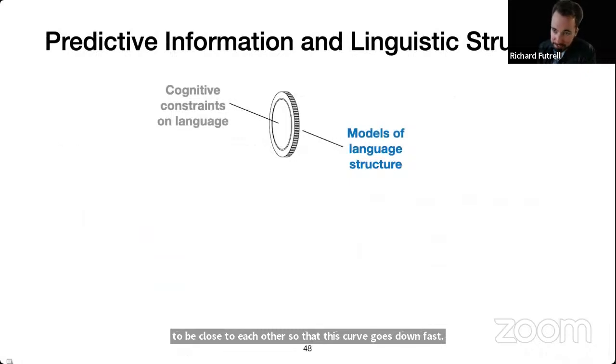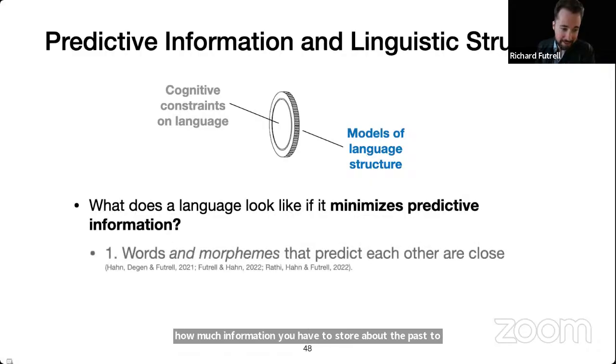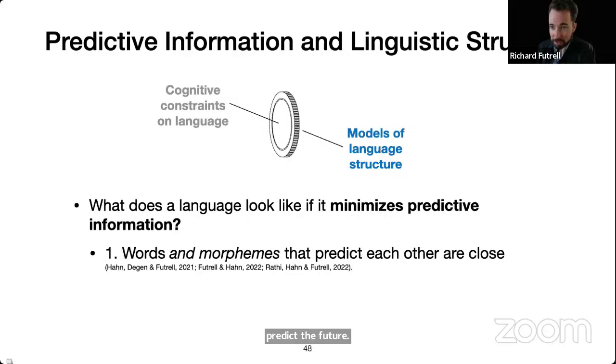Now we're going to think about what this means for language structure. What does language look like if it minimizes predictive information? If it minimizes this just general measure of how much information you have to store about the past to predict the future? First thing you can predict is that words and morphemes that predict each other want to be close to each other. I'm not going to be talking about that. I just gave you the logic for that.